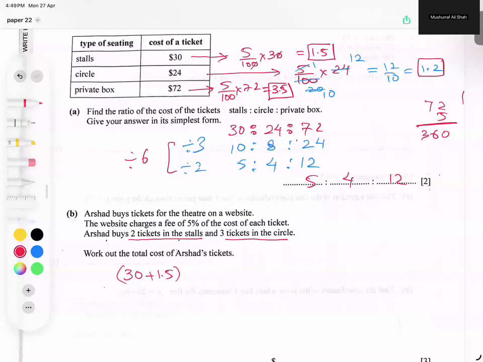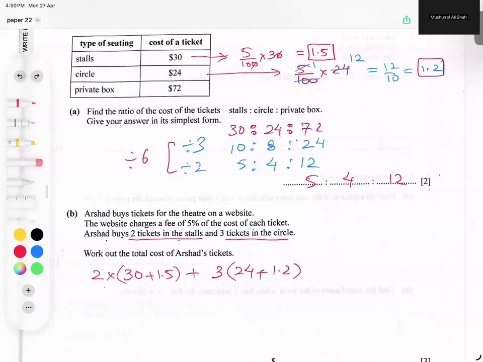How many stalls tickets? We buy 2, so multiply this whole thing by 2, plus the circle. We have 3 tickets on the circle, and circle tickets are 24, plus the charge of 1.2, times how many tickets? 3. No need to find the third one all together, it is just extra information I have given you. If you don't do it, no problem at all.